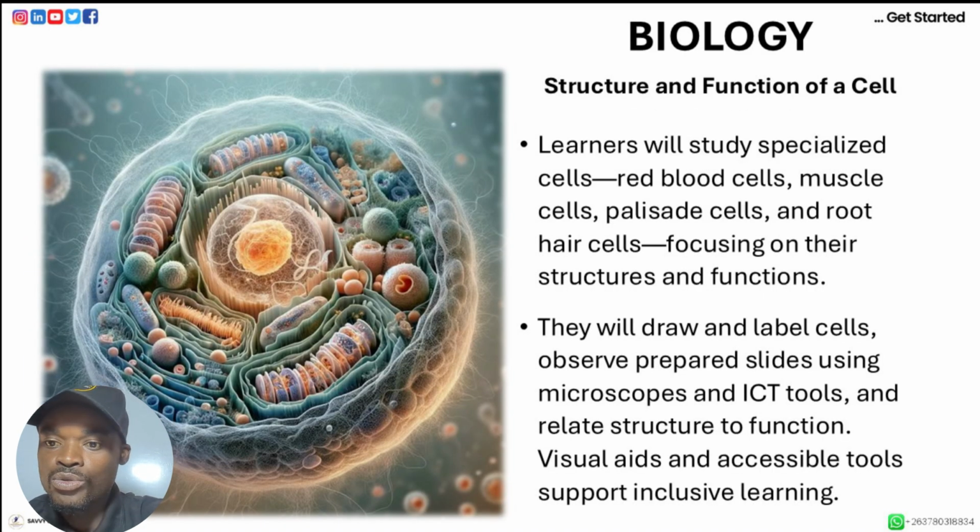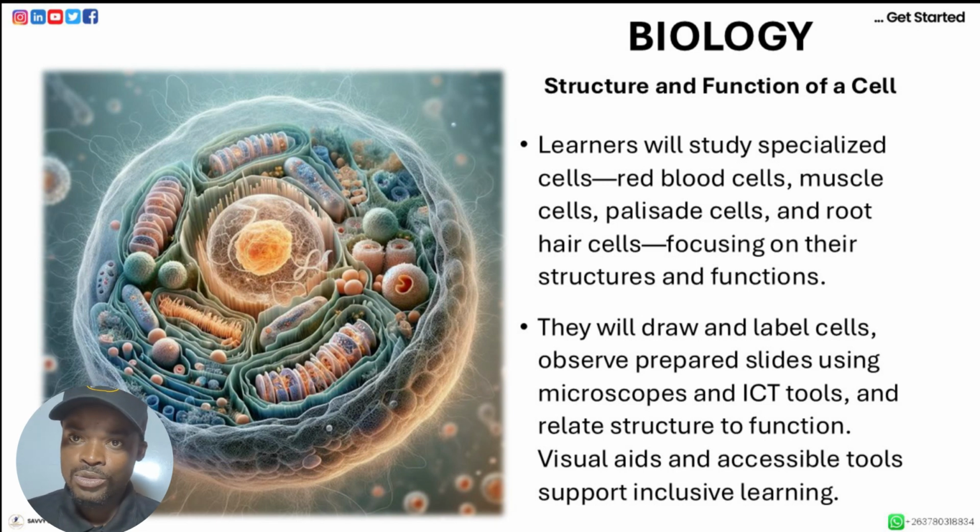Under this topic, you'll be learning about specialized cells such as the red blood cells, the muscle cells, the palisade cells and even the root hair cells. We'll be focusing mainly on their structures and functions. By the end of this topic, you should be able to draw and label these cells, differentiate them, and understand their structures and functions: the red blood cell, the palisade cell and the root hair cell.